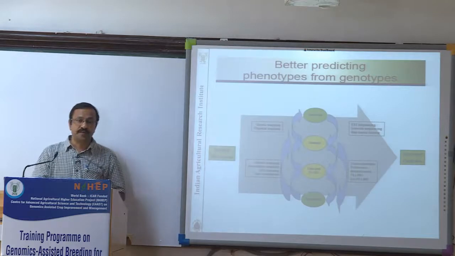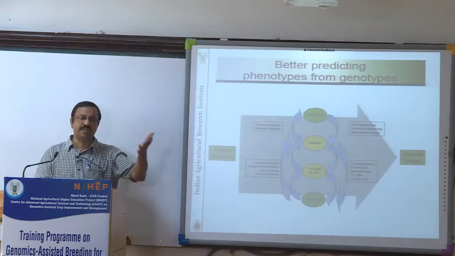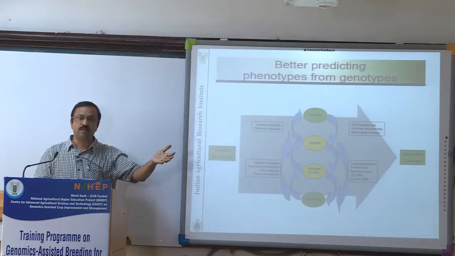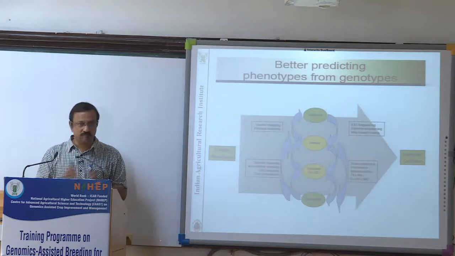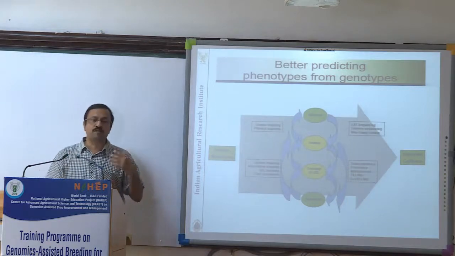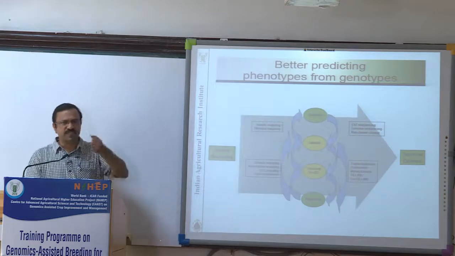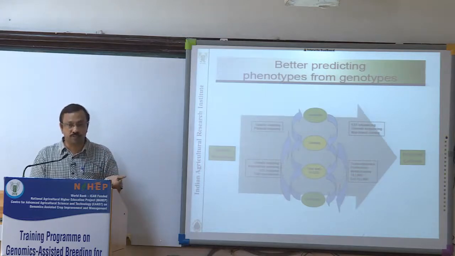So what you are trying to do is better predict the phenotypes from the genotypes, right? You want to actually estimate what your phenotype would be if you are using these two particular genotypes in the crossing program. Earlier we based all our readings on visual selections, then we used metrics for the quantitative traits. Now we are trying to use molecular markers.